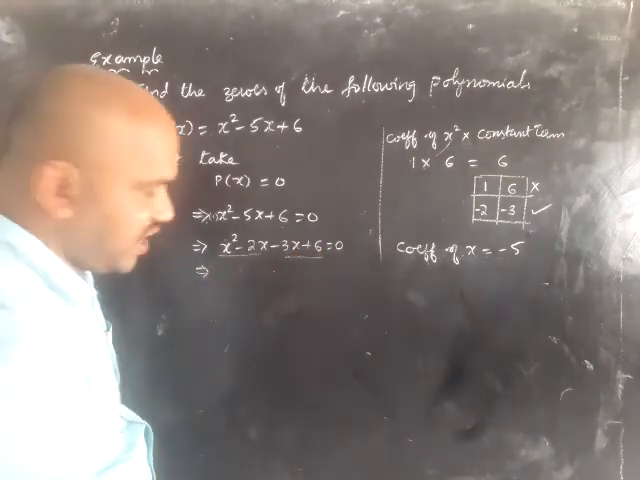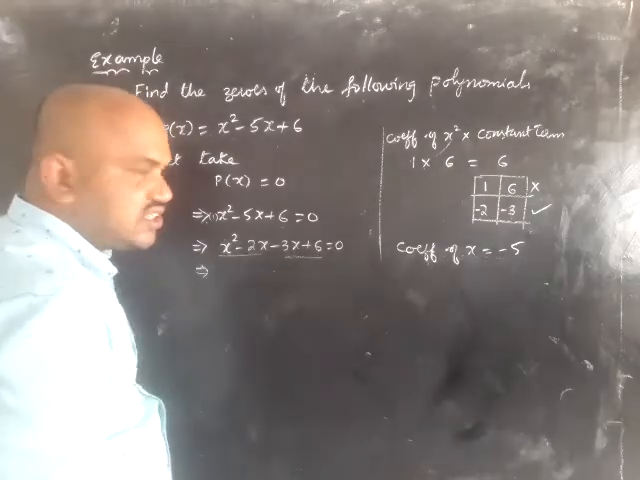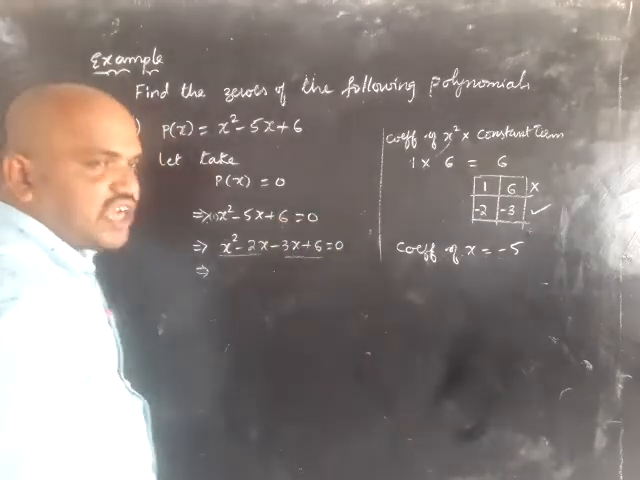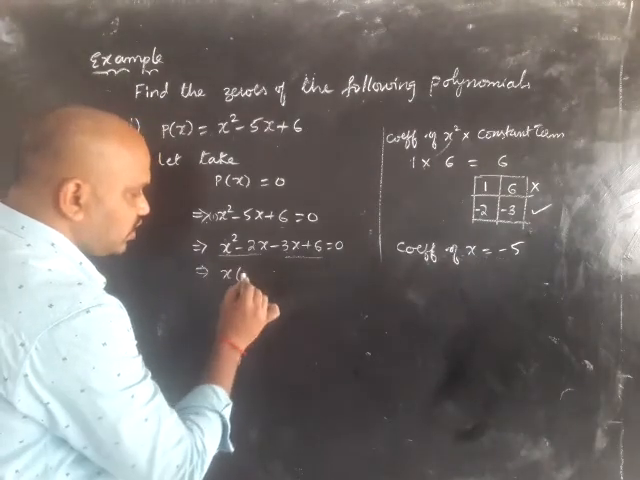We cannot take x common actually. So what can we take? 3 and 6. In the 3 table we get 6 only. So 6 can be written as 3 twos are 6. So from here take x common.